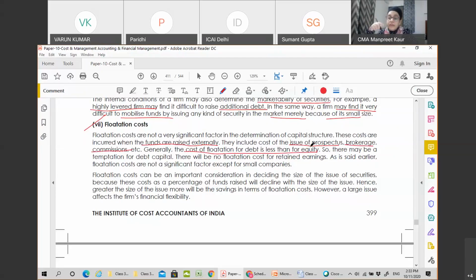The main thing with debt is that we have to pay the interest. But for equity, whether the firm is in profit or loss, एक प्रॉपर एक मिनिमम रिटर्न बनाना पड़ता है. अगर रिटर्न नहीं मिलेगा टाइम विद प्रॉपर टाइमिंग्स तो हमारी फर्म की गुडविल पे भी इफेक्ट पड़ता है, मार्केट अर्निंग पर शेयर पे भी इफेक्ट पड़ता है. So there may be a temptation for debt capital, and there is also no flotation cost in case of retained earnings. So flotation cost is considered a main important factor in deciding the issue of securities.